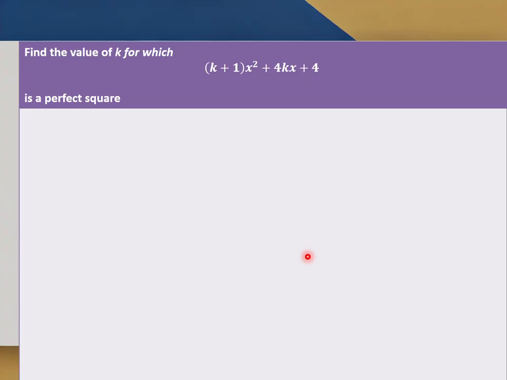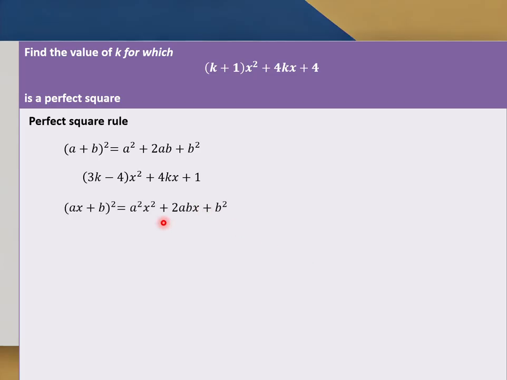Now we get into something a bit new. This is using your understanding of parabolas in a more abstract way. So we've got: find the value of k for which (k plus 1) in brackets x squared plus 4kx plus 4 is a perfect square. As soon as I see perfect square, I want to write down my rule. That allows me to then go, okay, what is my a, what is my b, what is my c?